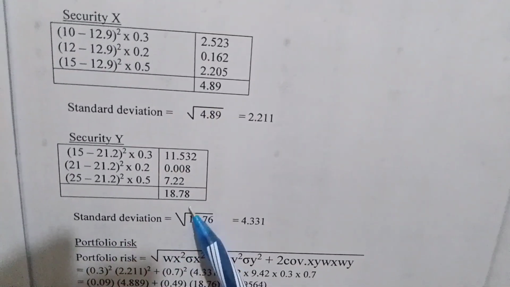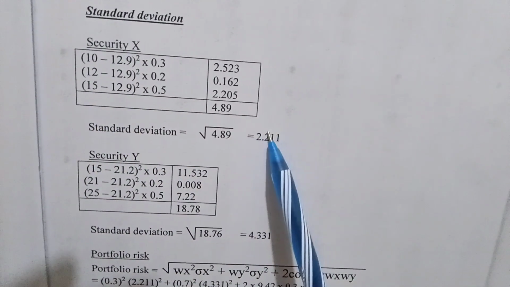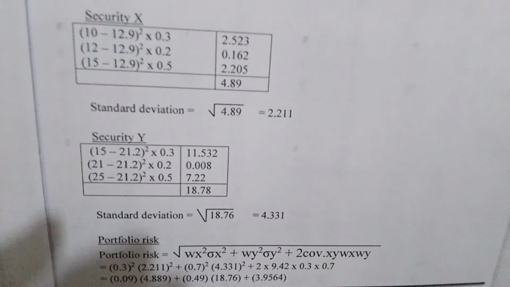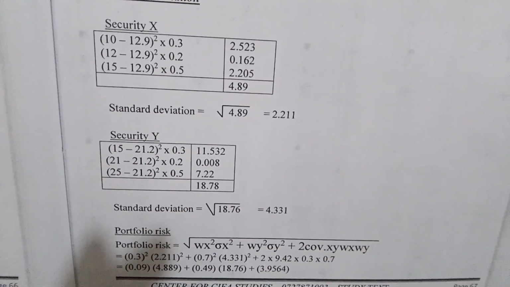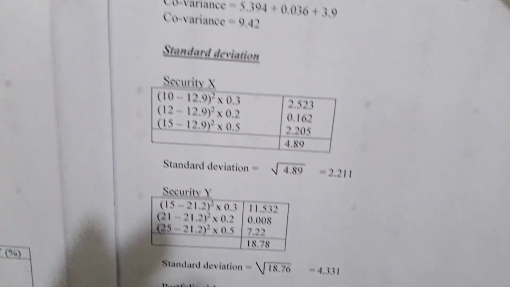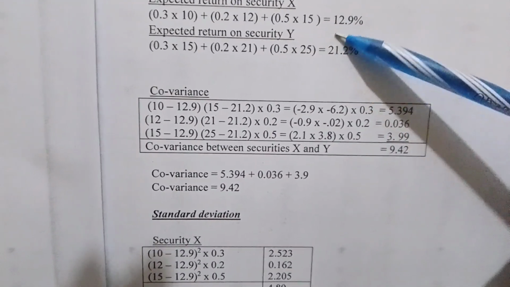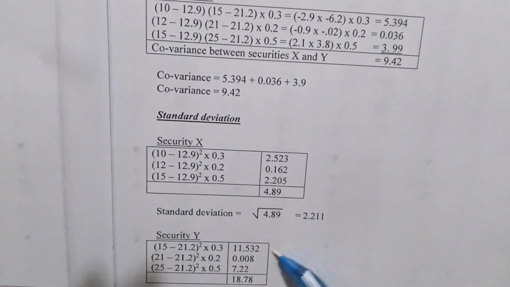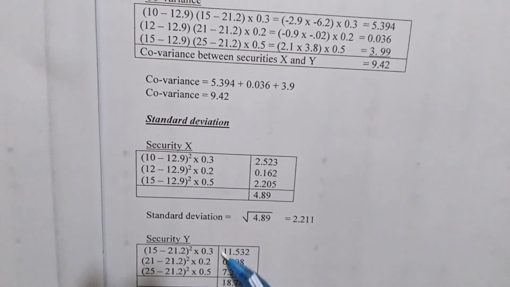Now we want to calculate the standard deviation for security Y. We have calculated the standard deviation for security X. Now we want the standard deviation for security Y. We do the same. We'll be picking the returns of the security, and then we minus the expected return on that particular security which you have calculated here. So we'll be lessing 21.2 in each case, as you can see here. We close the brackets and then we square, then we multiply by the given probability.